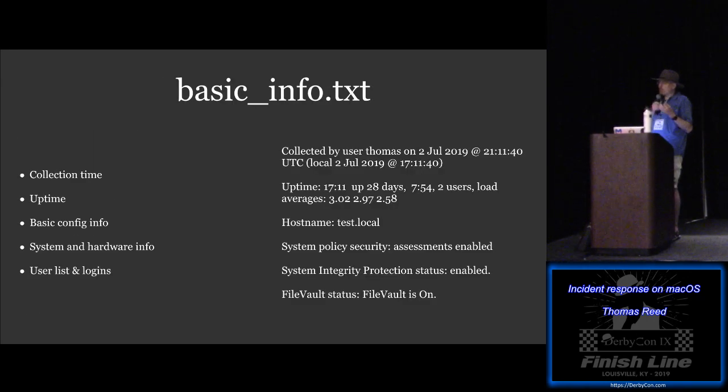So a few specifics here. It's got a basic info file that collects a lot of very basic information: the time and date that you ran the collection, a list of users on the system, logins, and which security measures are turned on or off, things like is FileVault enabled, is System Integrity Protection turned on or off, that sort of thing.